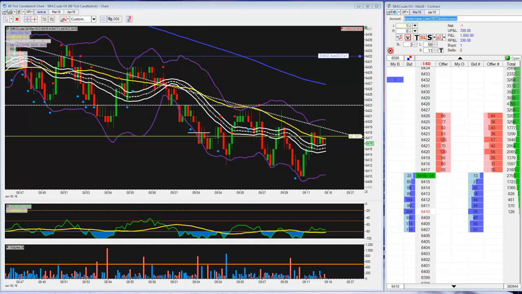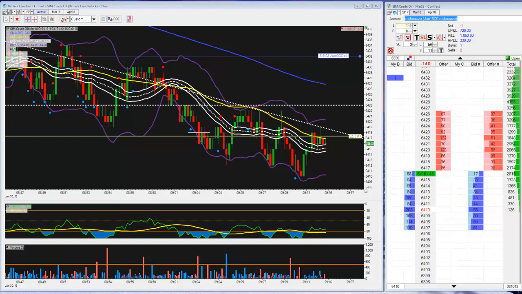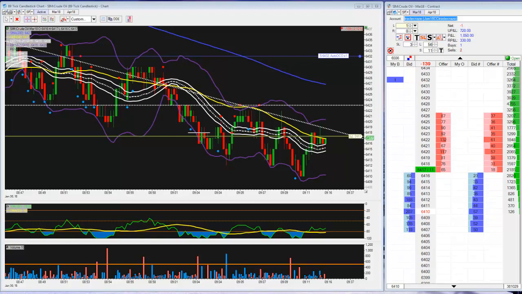$64.10 is low. So it looks like we can probably fall at least another 60 ticks from here. Whether it does it now or then it comes back, or is it going to retrace up for a while and then come down, or is it going to happen tomorrow?